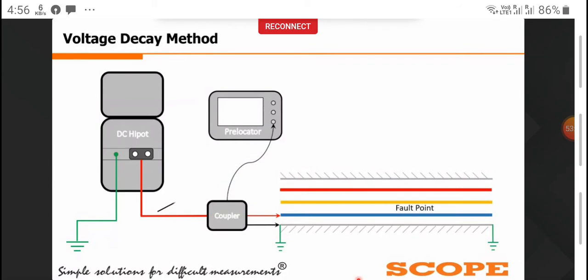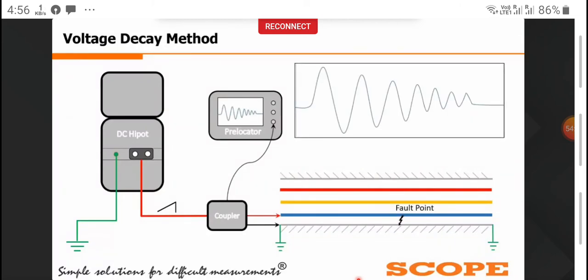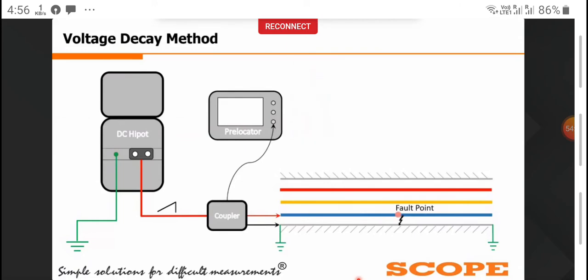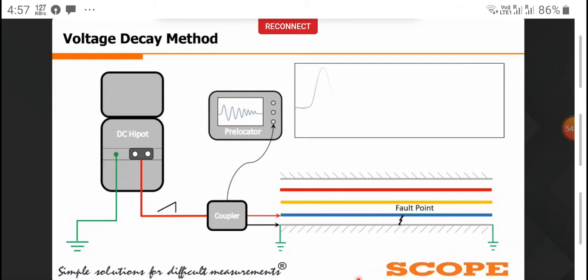So at the fault point, whenever it reaches its breakdown level, the fault is tripped, and the charged cable is discharged within itself. As you can see by this red dot, the cable is discharging within itself, and due to this discharging, voltage transients are produced in the cable. These voltage transients are captured by using a capacitive divider, means a capacitive divider coupler, and these graphs are plotted.